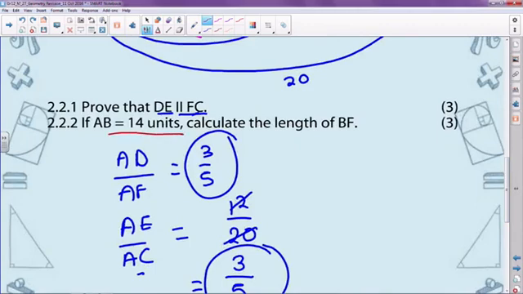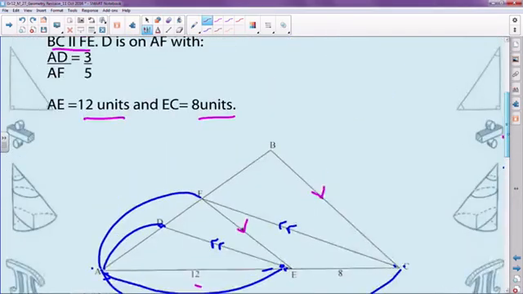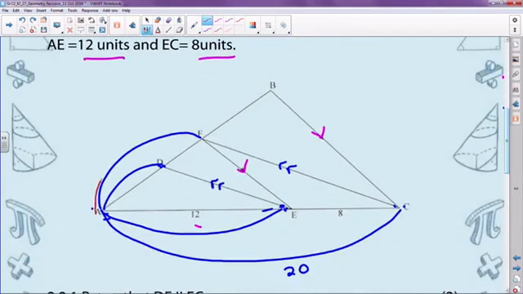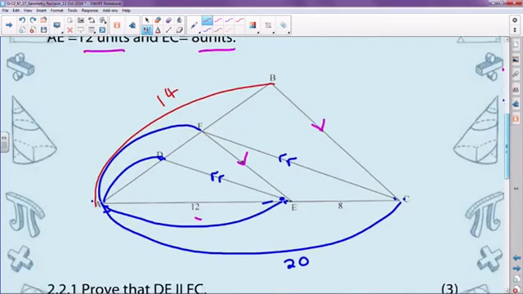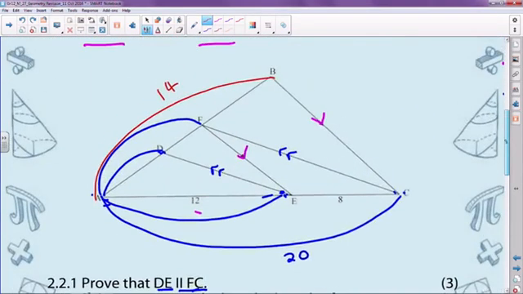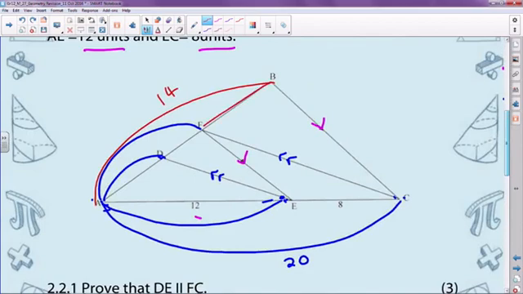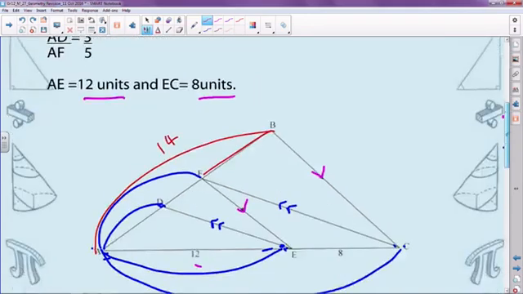They say that AB is 14 units. So AB, which is that length there, that's 14 units. They're asking you to calculate the length of BF. So what are we going to use here? Now remember, you were given that side FE was parallel to BC. So that implies that you can use your proportion theorem in triangle ABC in the following way to help you work out the length of BF.